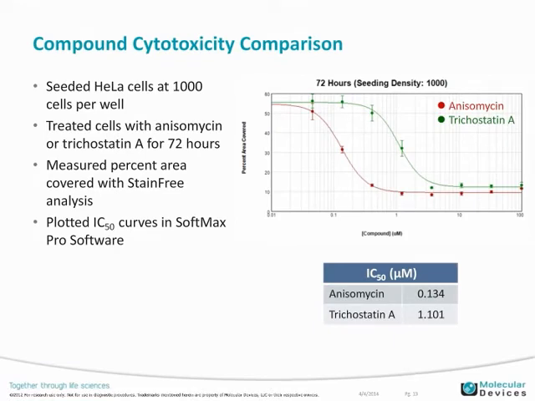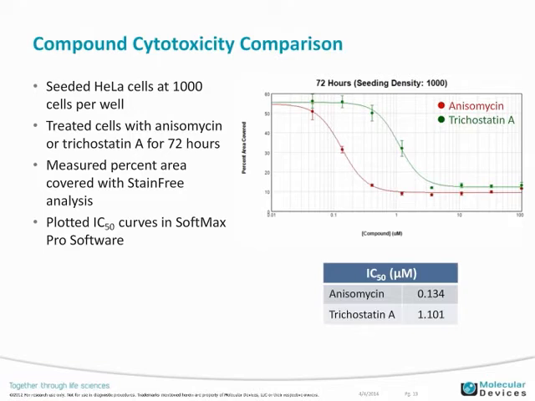In addition to time course type assays, we can do cytotoxicity comparisons between different compounds. I'm showing here an IC50 curve for N-isomycin in red, and also trichostatin A in green. Trichostatin A is another compound that induces apoptosis through a different mechanism. These cells were treated with the 2 compounds for 72 hours, and the initial seeding density of the HeLa cells was 1,000 cells per well.